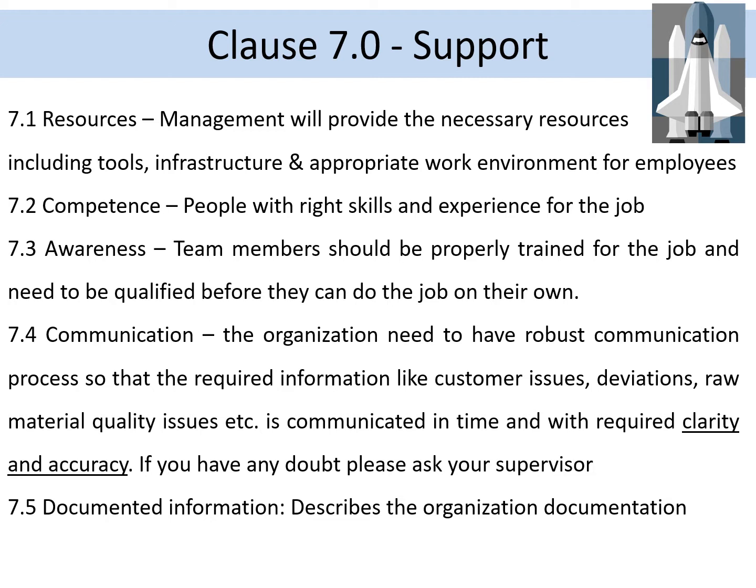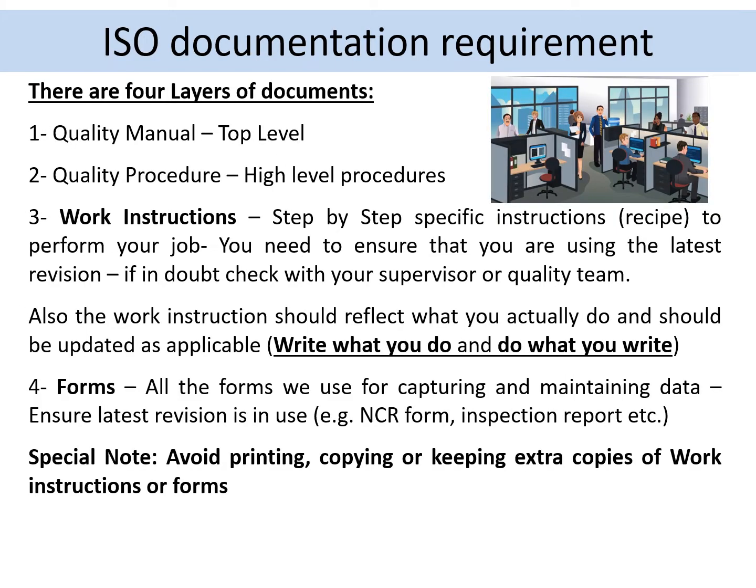Clear communication is key to success for any organization. The organization needs to have a robust communication process so that required information like customer issues, deviations, raw material quality issues, etc. is communicated in time and with required clarity and accuracy. If you have doubt, please ask your supervisor. Documented information describes the organization's documentation, and the next slide will talk a lot more in detail about this one.